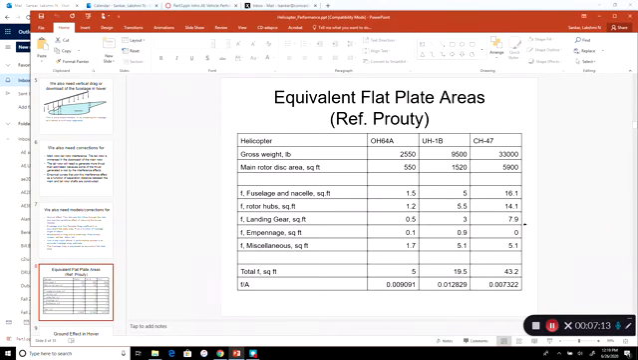Anything that's sticking out will cause drag. For example, tail surfaces, of course, can cause drag. Antennas, you name it, everything can cause drag. So in the project, I will give you the equivalent flat plate area, but you do need to have an understanding of where these things are coming from.